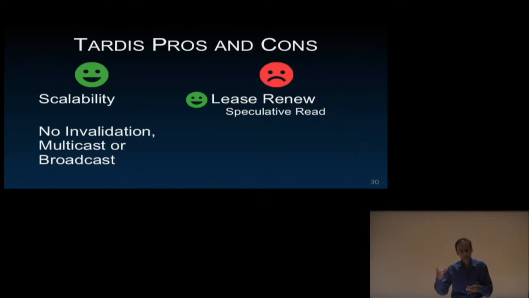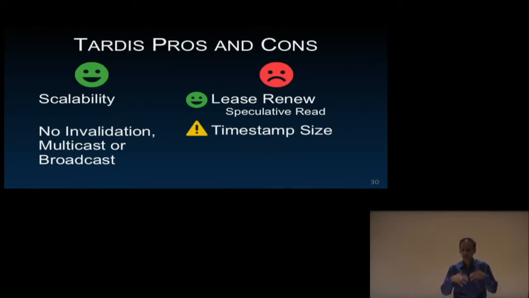And I just speculate that this data hasn't changed and ask for a renew. And if the renew comes back, I'm good, no overhead. If it doesn't come back in 1%, whatever percent of the cases, I'll have to recover from that, right? So you hide the overhead of lease renew through speculation.